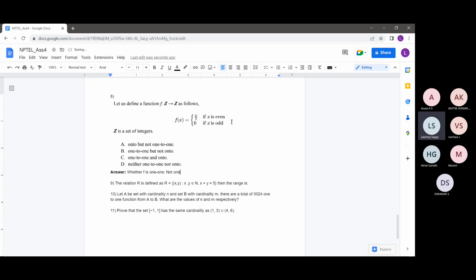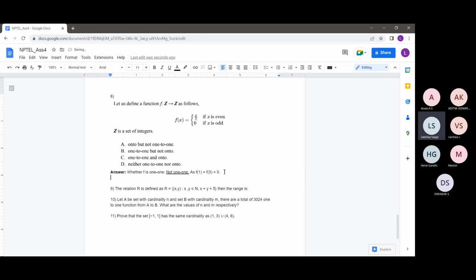So not 1-1. And why? Because for all odd numbers it takes the value 0. This is because f of 1 will be the same as f of 3, and it will be 0. But we need that for different numbers, the values should be different. So one counterexample is enough to show that it is not 1-1. But if you need to show it is 1-1, then you need to prove it for all possible values.